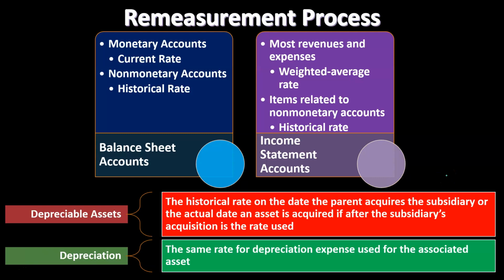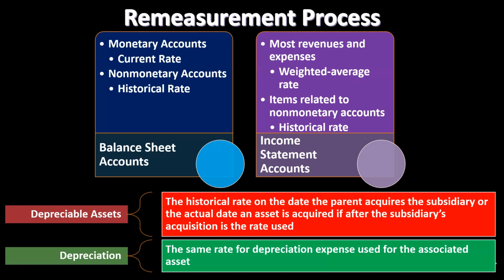And then the depreciation expense is going to use the same rate as the associated asset. Again, this is going to be different, but not too difficult for us. Once we know what the rate is for the asset, then we can use the same applicable rate for the depreciation. Notice it can get somewhat complex, however, because we're going to be breaking this down to individual purchases of equipment that could have different historical rates.